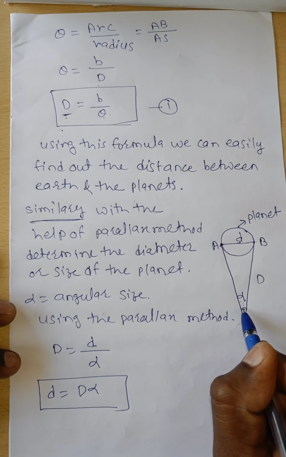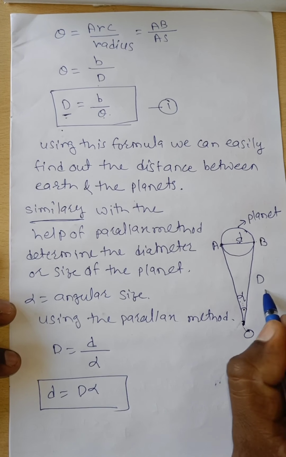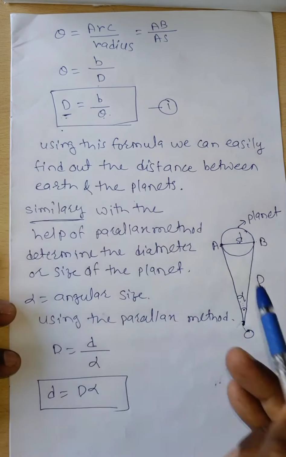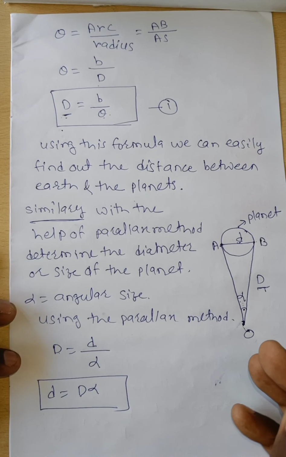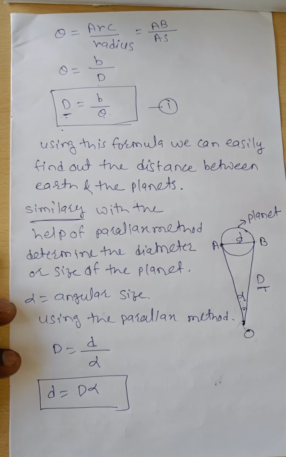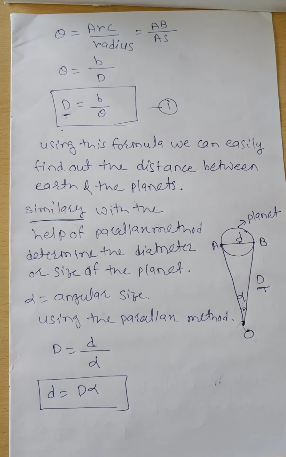Then we can easily find the angle alpha, and using that method we have already determined D. Hence, we can easily determine the size or diameter of the planet using this parallax method.